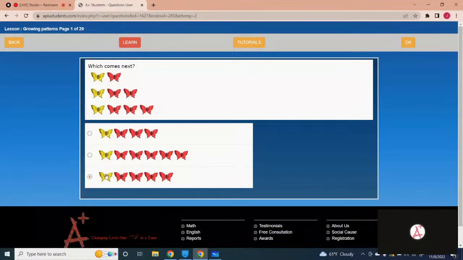Alex, it's option three. Yes, very good. Option number three. See carefully and then answer. One yellow and four red. Got it? So just select the correct option and then click on the OK button.